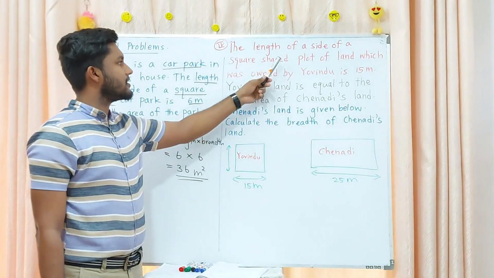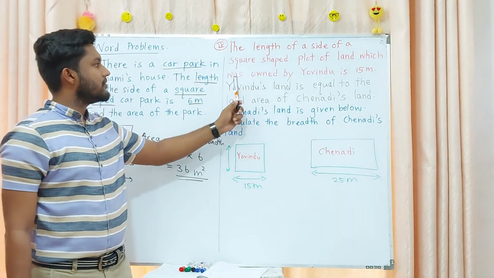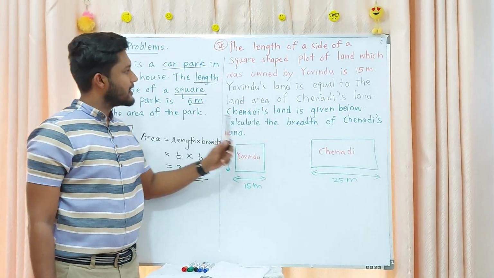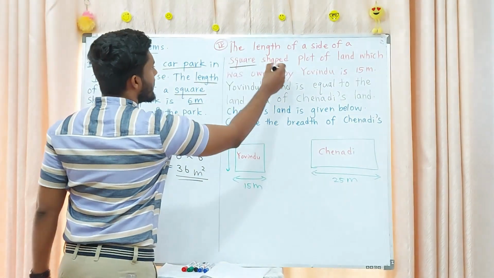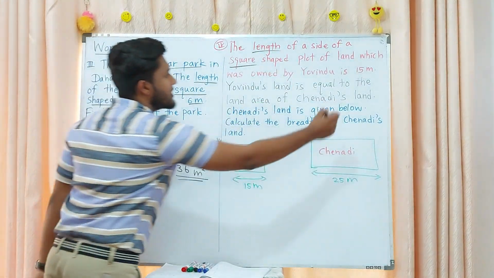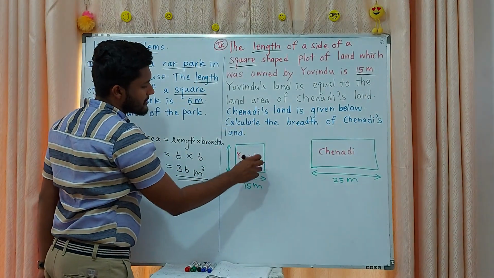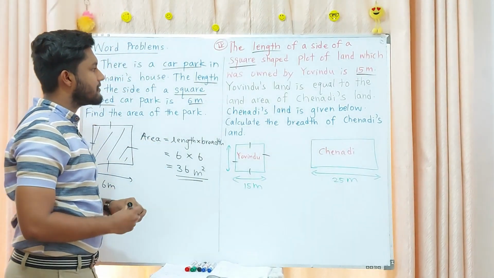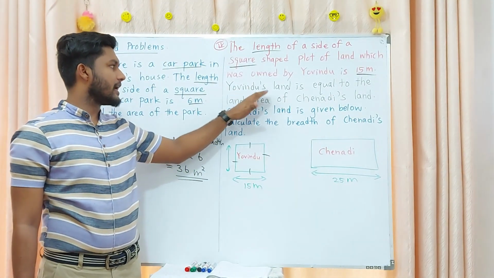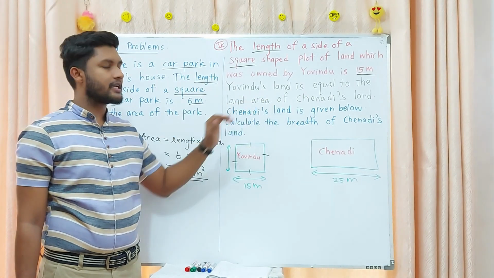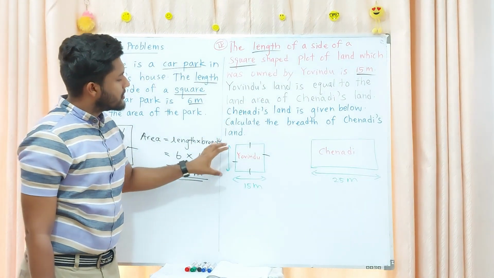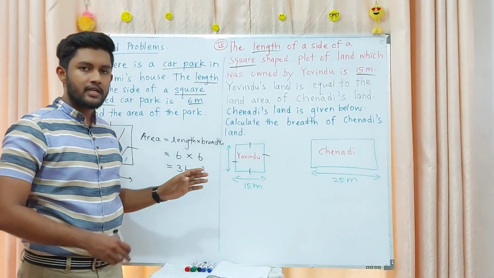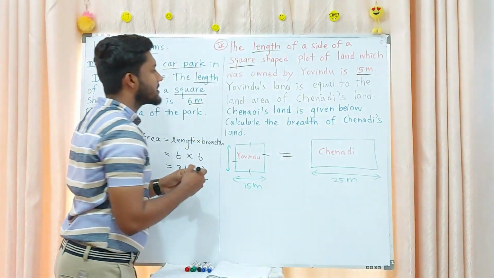The length of a side of a square-shaped plot of land which was owned by Yovidu is 15 meters. Yes, length of a side of a square. One side they have given, that means 15 meters. This is Yovidu's land. 15 meters is one length. If it is a square, all the sides are equal. Then they say Yovidu's land area is equal to the land area of Chenadi's land. That means two areas are equal, right?